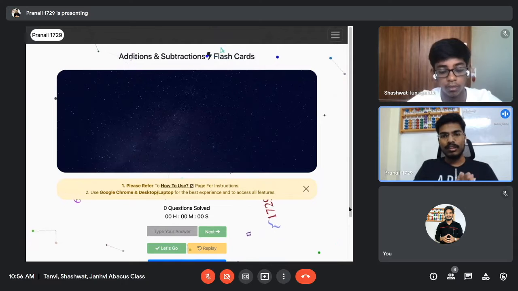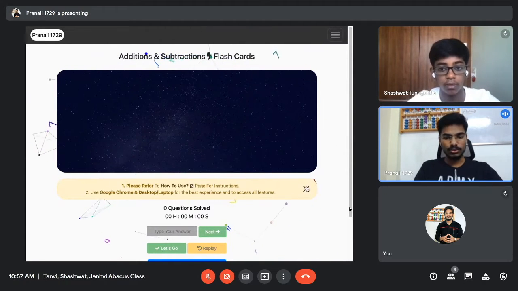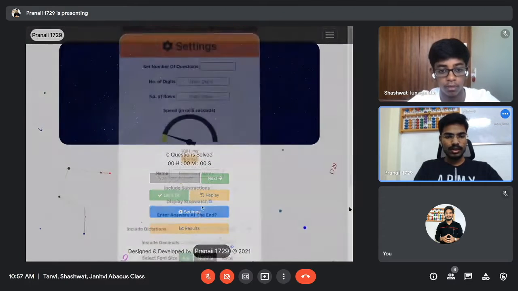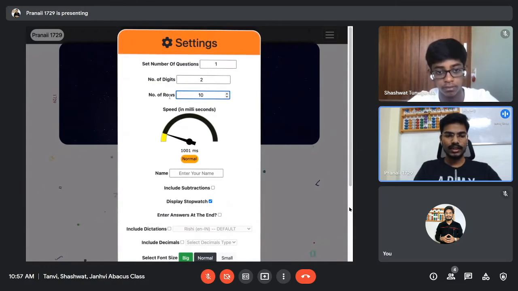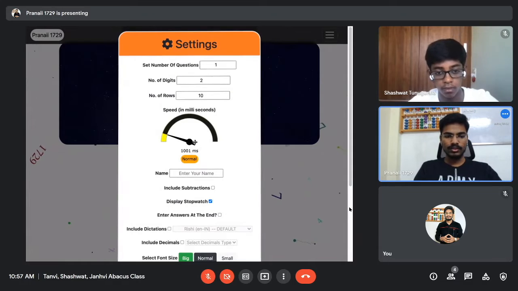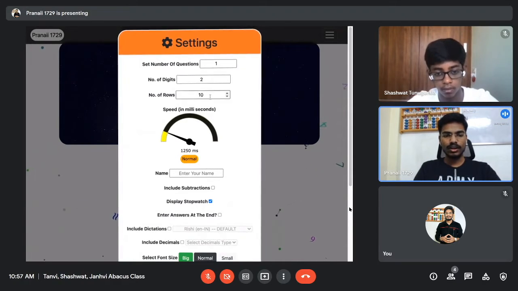So now we'll be seeing flashcards, 2-digit tenders. So what is 2-digit tenders? I'll show you. 2-digit tenders is if you open the settings and set any question 2-digit tenders, you can see 2-digit numbers will be flashing 10 times. So 2-digit tenders means 10 numbers will be coming one after the other after this much time. So this is in milliseconds. So if you set it to 1250, it means each number will be coming after 1.25 seconds. So this is called as 2-digit 10 rows.